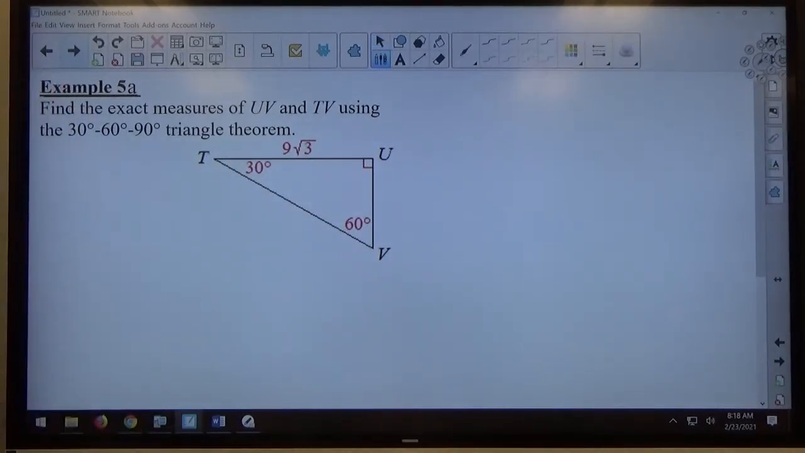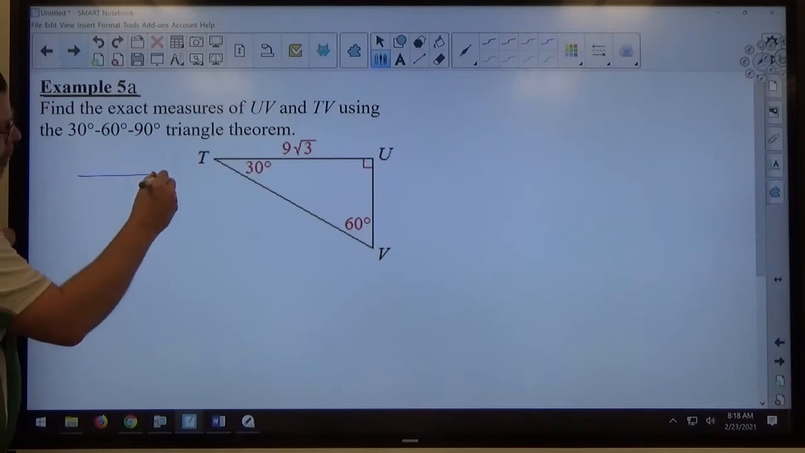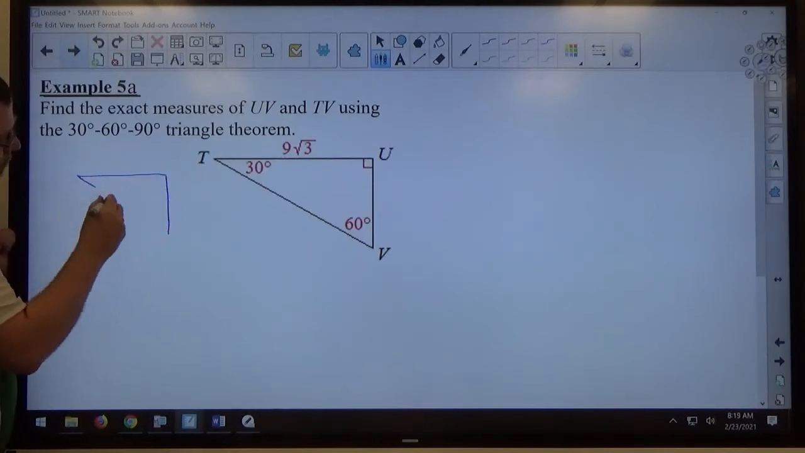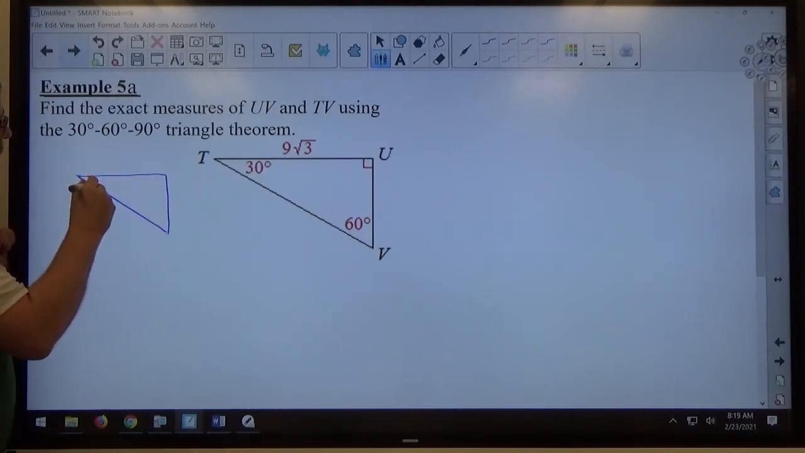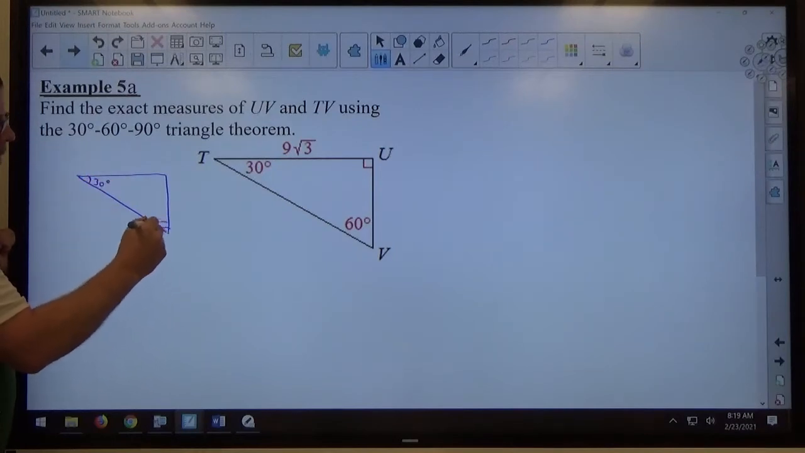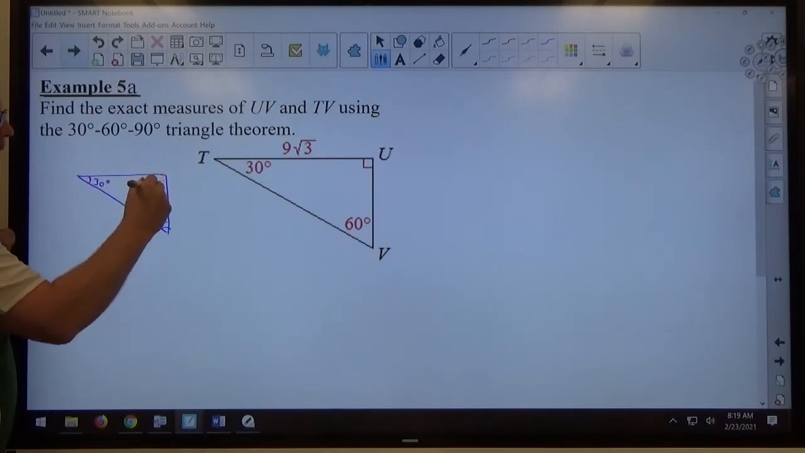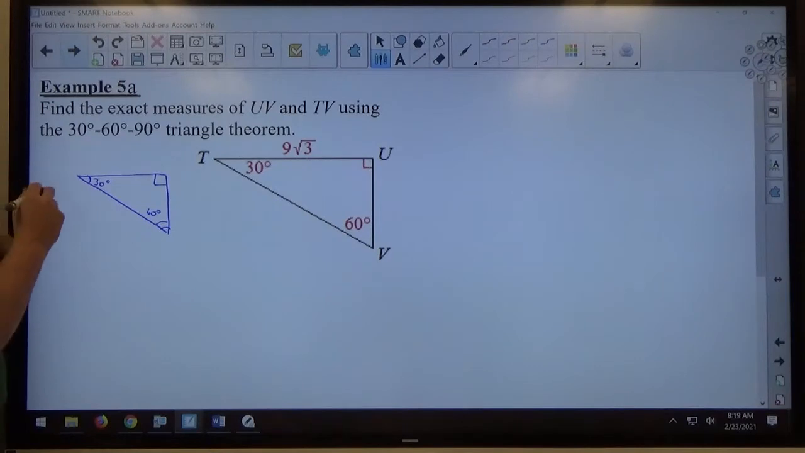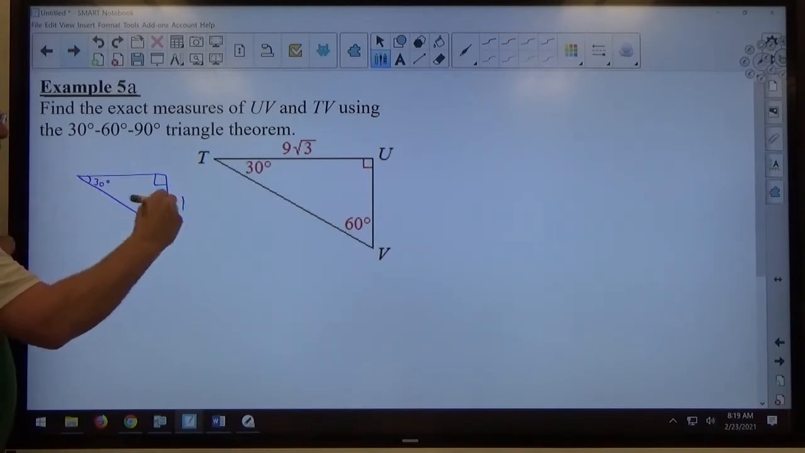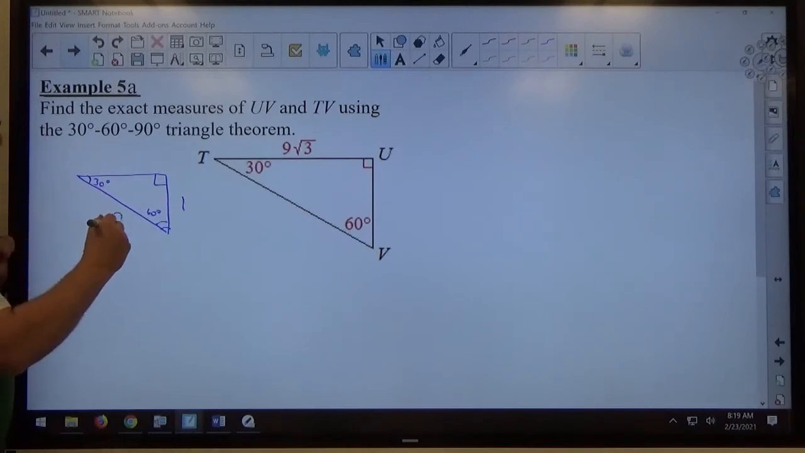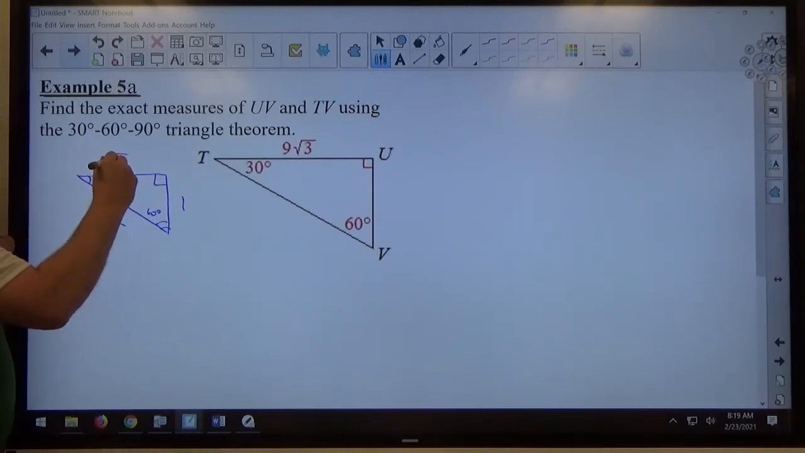Just like the 45, 45, 90 triangle, the 30, 60, 90 has a similar triangle that's always similar, and that is this one right here. I'm going to draw it the same orientation, so I'm going to put the 30 and the 60 and the 90 in the same positions. So 30's here, 60's down here, and 90's up here. And the relationship between these three sides is the smallest side is 1, the biggest side is 2, and the side in the middle is the square root of 3.